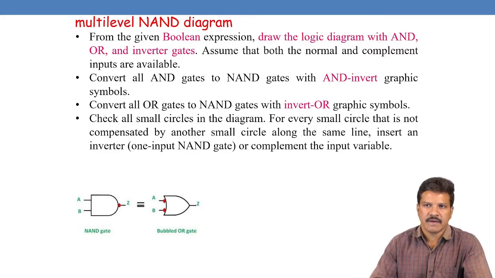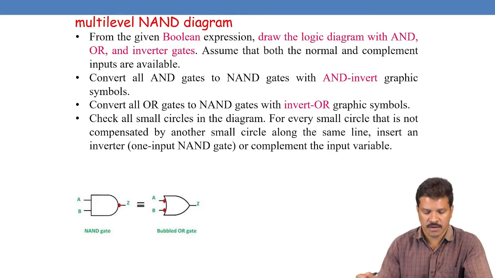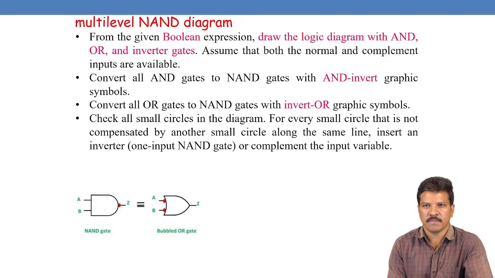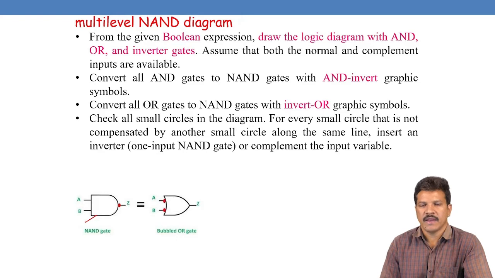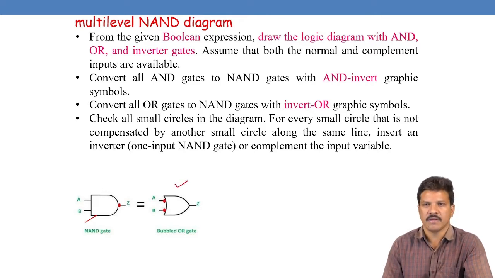Next, once we draw the logic diagram using these AOI gates, convert all AND gates to NAND gates with the AND-inverter graphic symbol, like this one. Wherever there are OR gates in the logic diagram, convert them into NAND gates with the invert-OR graphic symbol, as shown in this figure. This is the bubbled OR gate.